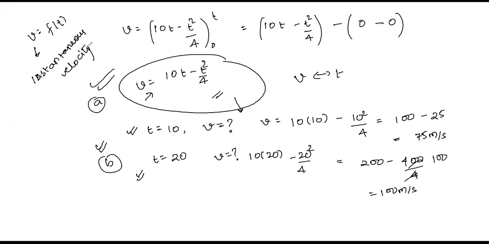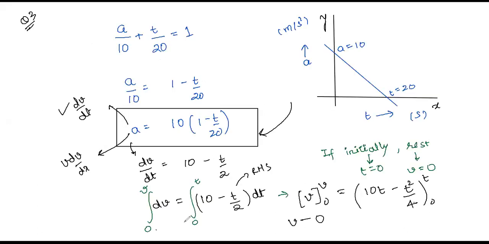Sir, what happens if we don't apply the limits in a question like this? Because that's how I did it. It didn't strike me to apply the limits, but I still got the answers for the velocity at the given time. Observe that in this question, coincidentally, for zero time, we have zero velocity. So because of this coincidence, you got the right answer.